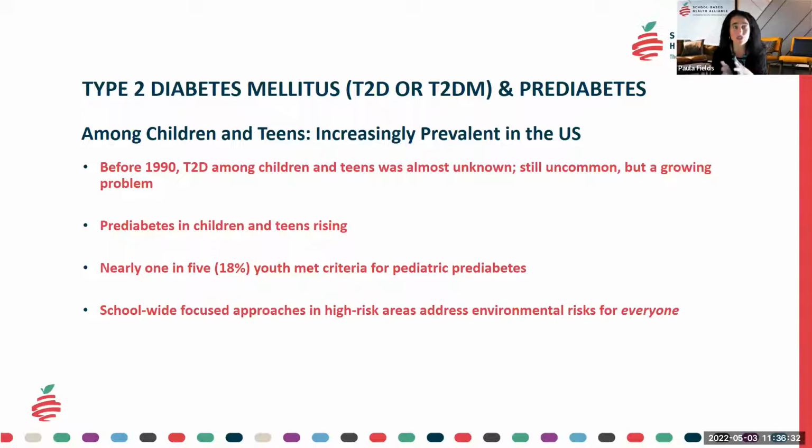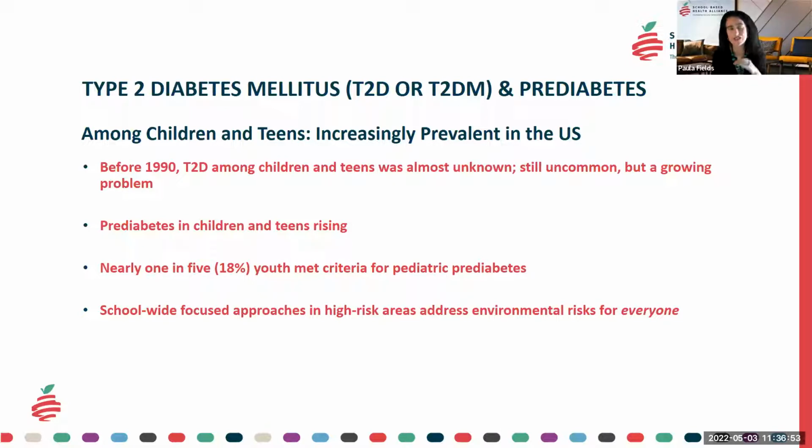Because before 1990, type 2 diabetes was nearly unknown in children. And today that incidence in people under 20 is expected to triple by 2050. So school-age children and adolescents represent a growing proportion of potential diabetic patients, and this is where we can really make a lot of difference.